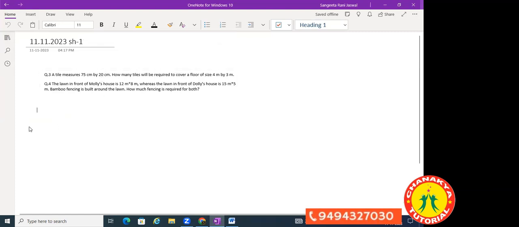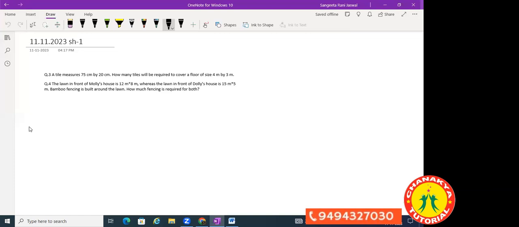Read the first question. A tile measures 25 centimeter by 20 centimeter. How many tiles will be required to cover the floor of size 4 meter by 3 meters? So, who can tell me what we have to do? Today I'll be asking you all what to do. Okay?